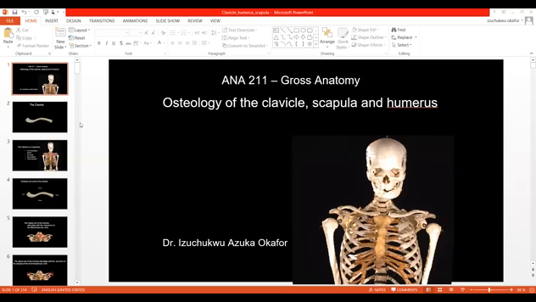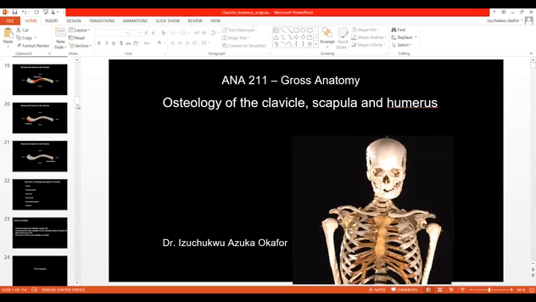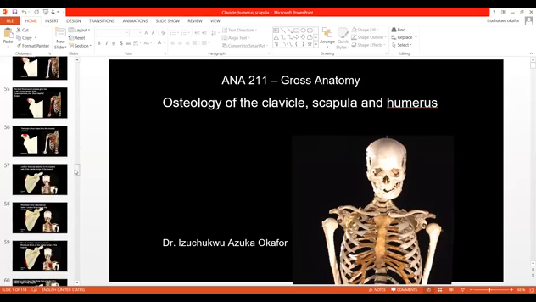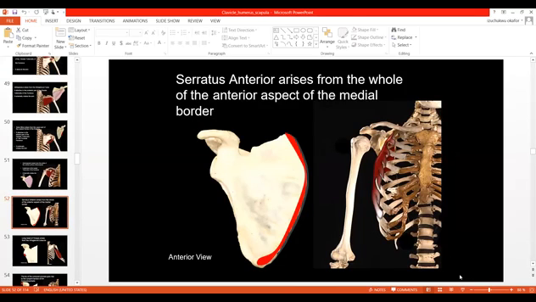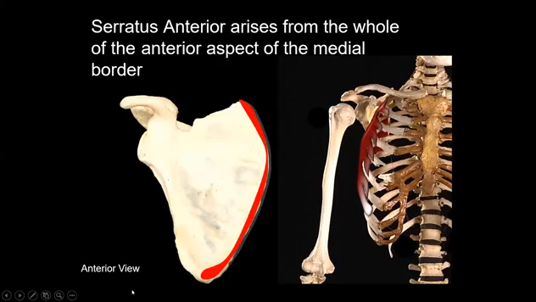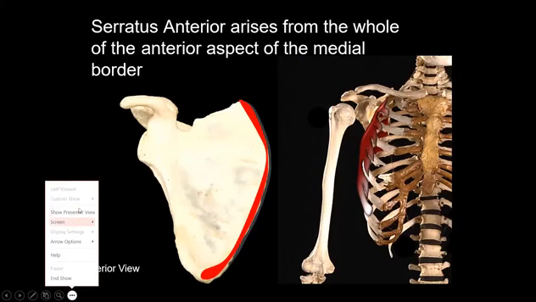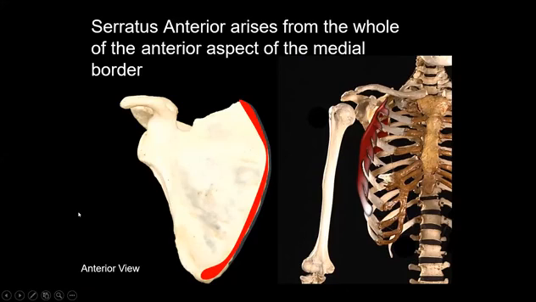Okay, so we're back. I was talking about the serratus anterior. Okay, let me go back. So here you have it. The serratus anterior arises from the whole of the anterior aspect of the medial border.